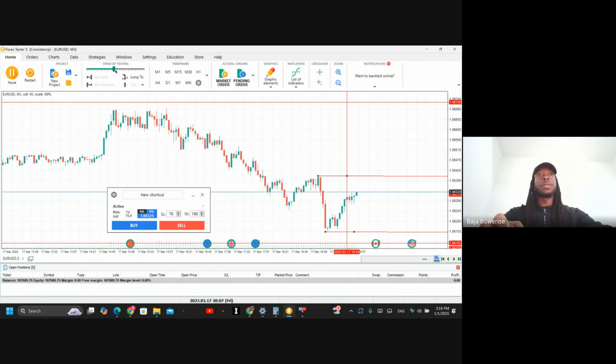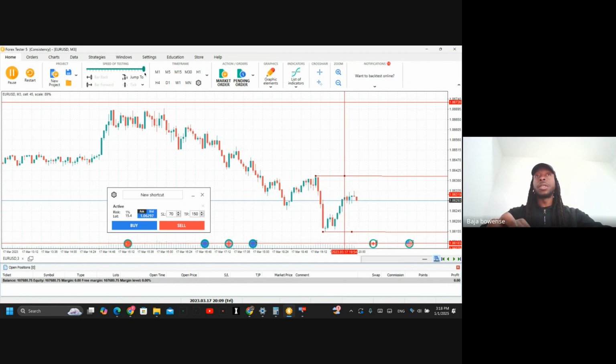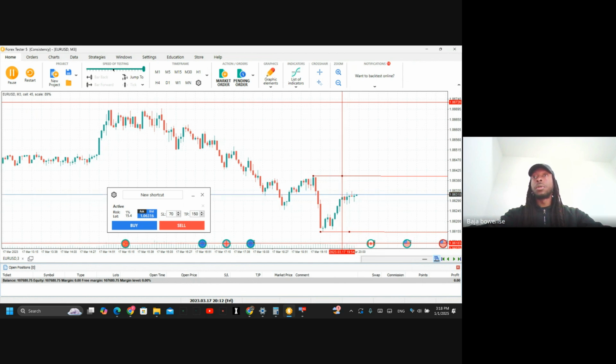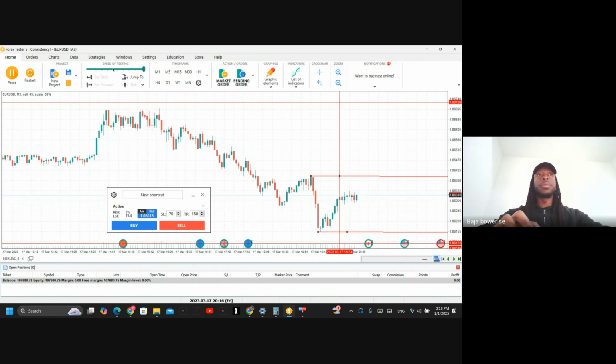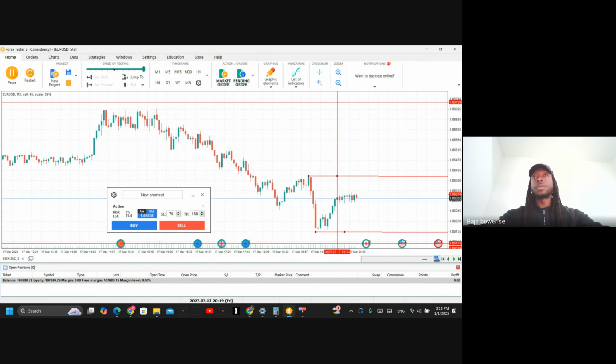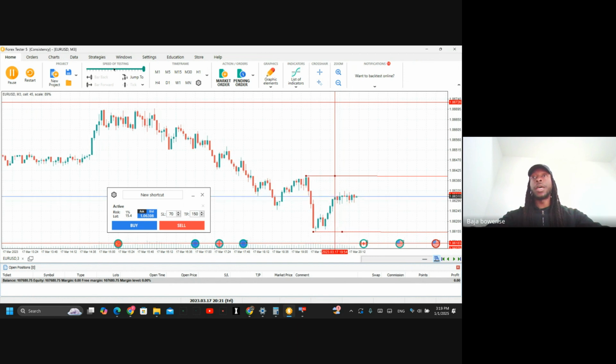One thing I love about this Forex tester is I can speed this up. I'm going to speed this up. Remember, every bar is 3 minutes. And I'm just looking for, like I said, a reversal back towards the downside, or I'm going to be looking for a breach of the range parameters, the edges.